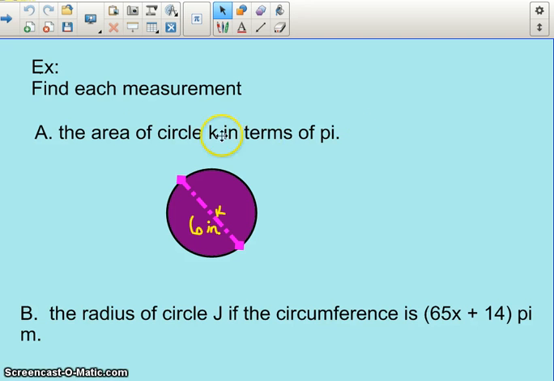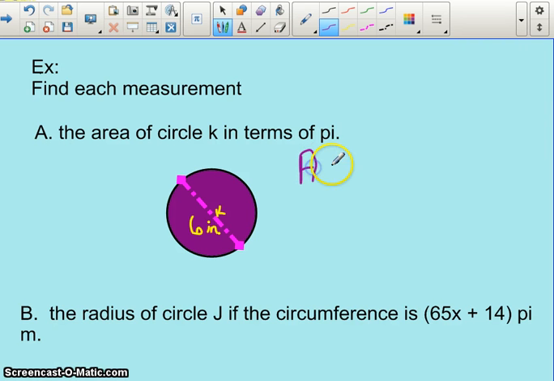And it looks like we're ready for some examples. We're supposed to find each measurement, the area of the circle K in terms of pi. Some people get freaked out when it comes to terms of pi, but it's really easier than if it wasn't. So here's our area formula. Area is equal to pi r squared. So it looks like our whole diameter is 6 inches, so our radius is going to be half of that, which is 3 inches. So I square that, and our area is going to be equal to 3 squared, which is 9 pi, and then you always want to make sure you label it, and any type of area is going to be inches squared.